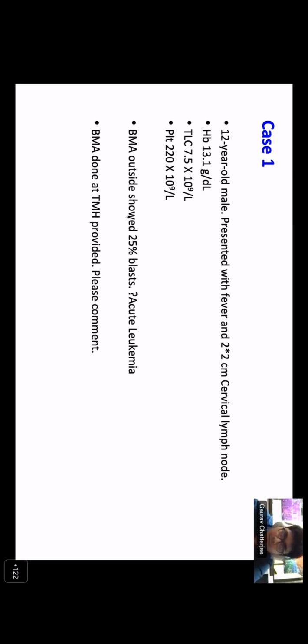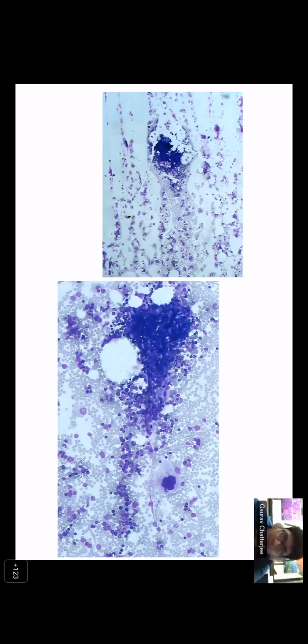So then we had an upside and it showed 25%, and this is of leukemia. And further it was followed up in TMH. Okay. Let's go into the pictures now. So this is a low power picture.